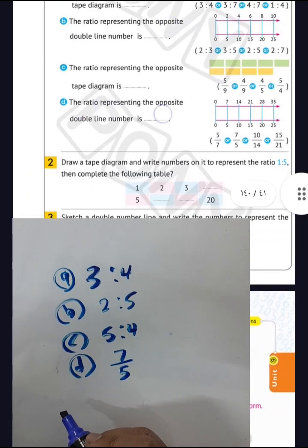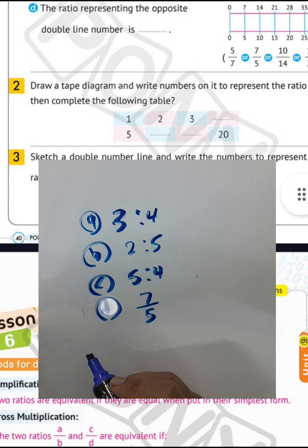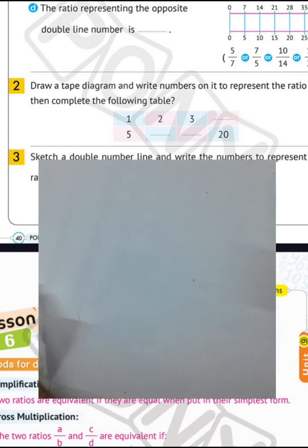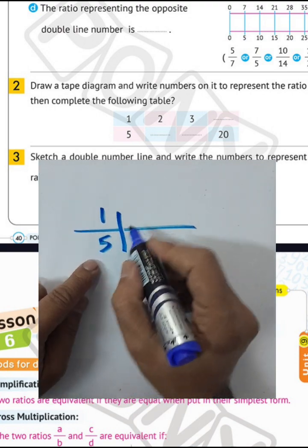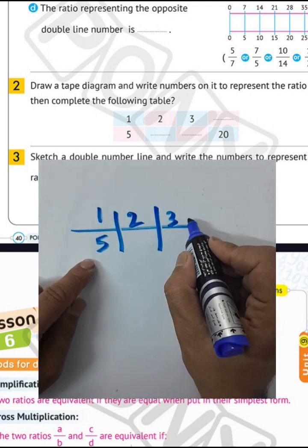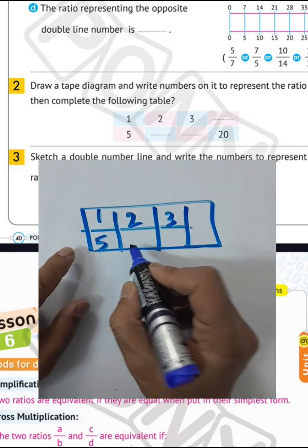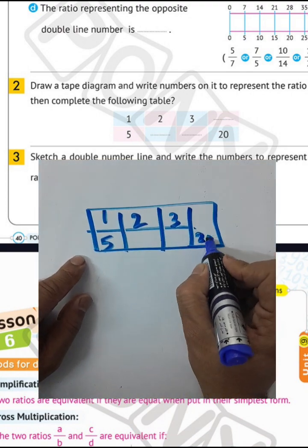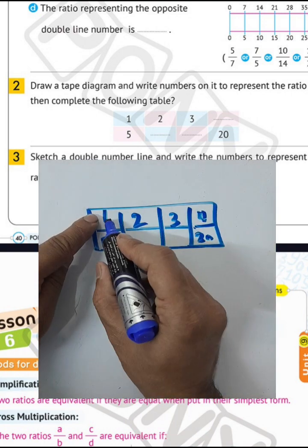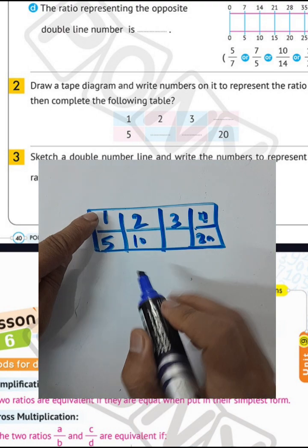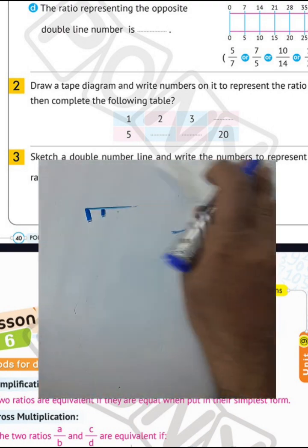Okay, question number 2. You can complete this table using the ratio 1 and 5. It's very easy to complete this. We have here 1 and 5. 1 times 5 equals 5. We have 2, 3, and we complete this table. 4 times 5 equals 20. 1 times 4 equals 4. 1 times 2 equals 2. 2 times 5 equals 10. 1 times 3 equals 3. 3 times 5 equals 15. Okay, that was the result.